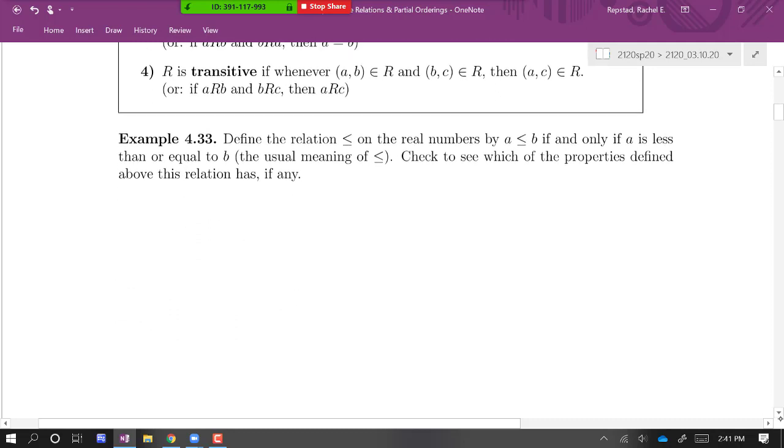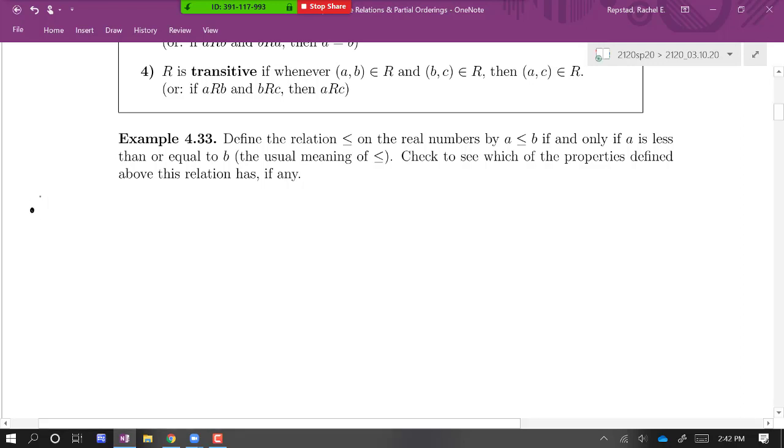So in the last section, we defined some relations just by explicitly listing ordered pairs. A lot of the time, interesting relations are ones where we're working with a set and we define the relation by describing what it means for two things to be related. Like here, we're defining the relation less than or equal to on the real numbers by saying A is related to B if and only if A is less than or equal to B. So the usual meaning of that symbol. We're going to see which properties this relation has, and it's on the real numbers.